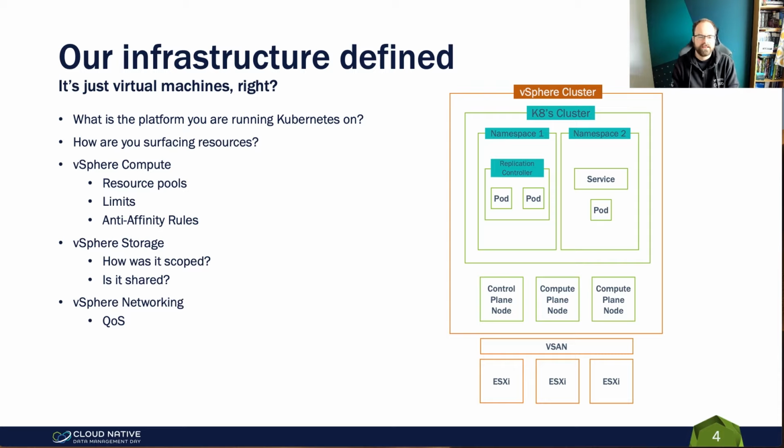So what exactly is the platform you're running on? And how are you surfacing resources as well? Is there particular hardware characteristics, ASIC cards and so forth in your virtualization host that you want to pass through into the virtual machines of Kubernetes? We then dig into one layer deeper and think about the compute. Are we going to be using resource pools to ensure that our Kubernetes nodes, our virtual machines that run our Kubernetes nodes, get the right allocation of resources to them?